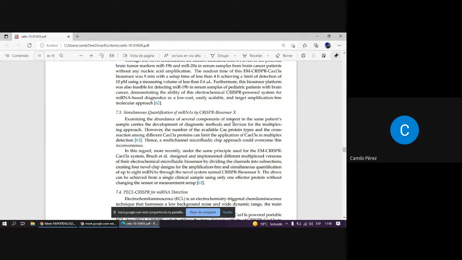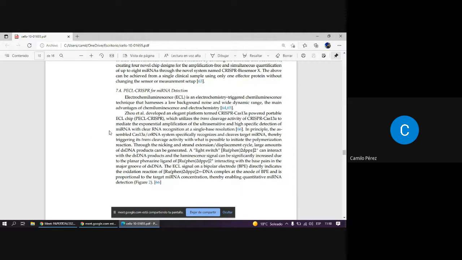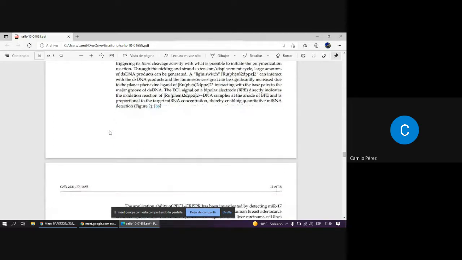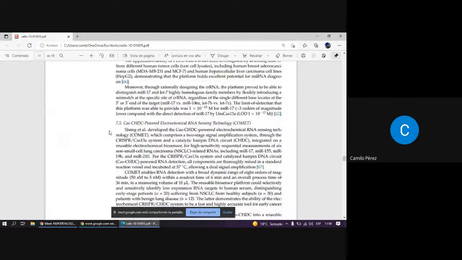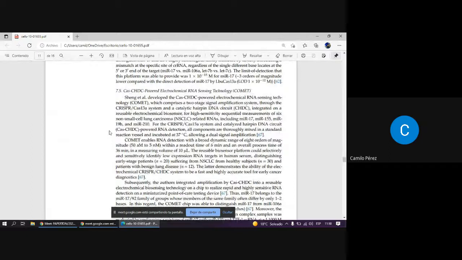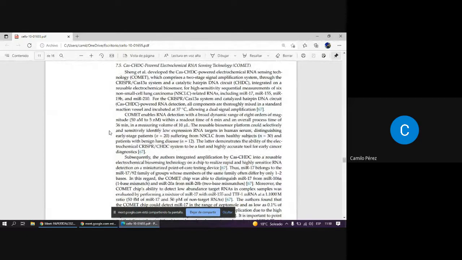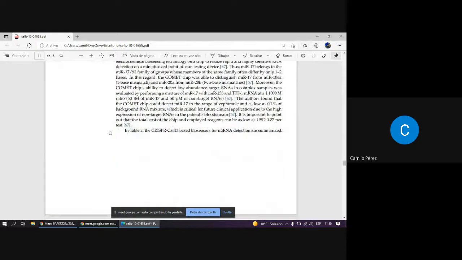I can explain the different sensitivities for quantification and why you use a different enzyme: Cas9, Cas12, Cas13, or Cas14. The detection of microRNA is important because the molecule's length is very small and very sensitive. This strategy is more specific and sensitive because it improves the analysis of the experiment in genetic engineering. Okay, thank you for your attention.